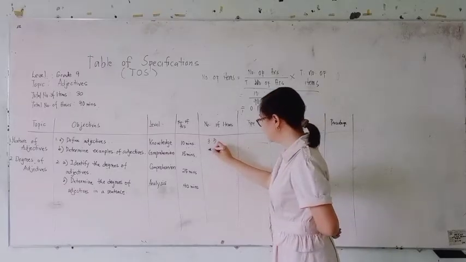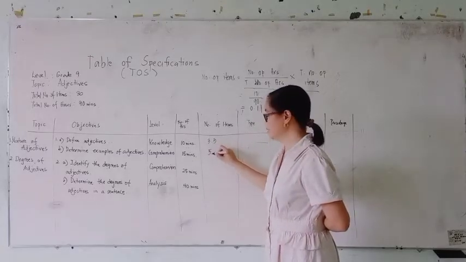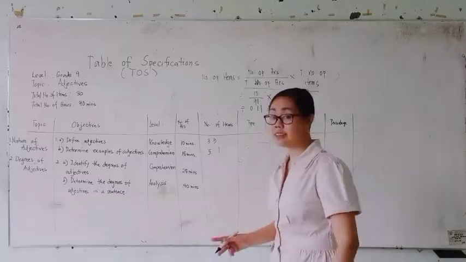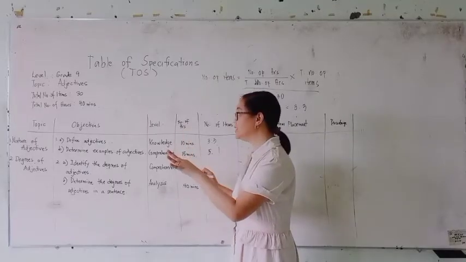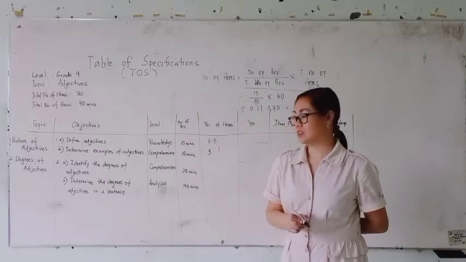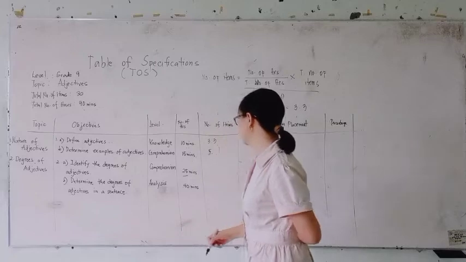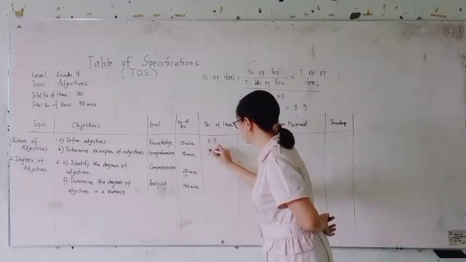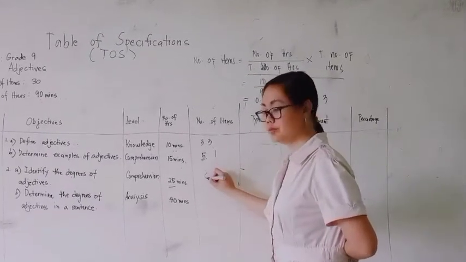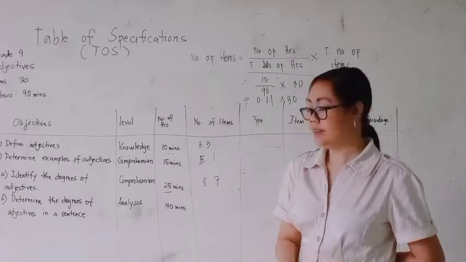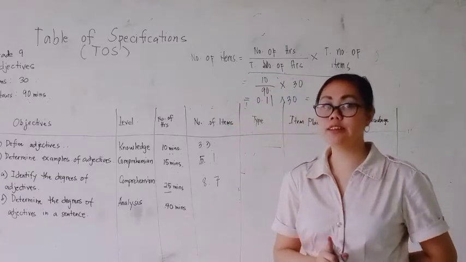we have 5.1. Okay. May mga assistants ako dito. Next, we have 25 divided by 90 times 30 equals, so, 25 minutes divided by 90 minutes times 30 items. So we have 8.7. And the last one is 40. 40 minutes divided by 90 minutes times 30 items.